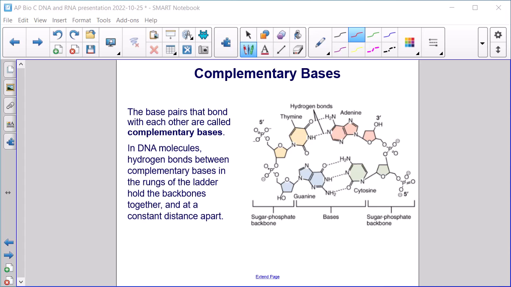Complementary bases. The base pairs that bond with each other are called complementary bases. In DNA molecules, hydrogen bonds between complementary bases in the rungs of the ladder hold the backbones together and at a constant distance apart. So we can see these hydrogen bonds, 2 of them forming between thymine and adenine, and 3 of them forming between guanine and cytosine.